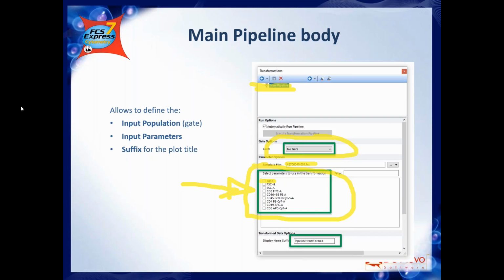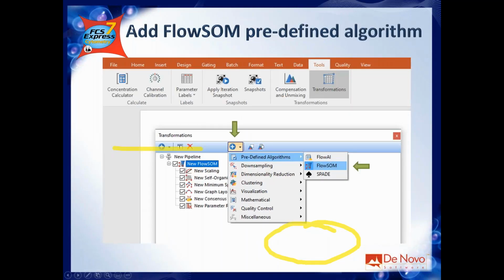Also, the pipeline allows you to select the suffix for the plot title. What does that mean? When you apply the pipeline to a plot, because you want to access the results of that pipeline on that plot, we add a little suffix to that plot. This is because you may have multiple pipelines. You may apply those pipelines to multiple plots and then compare the results. If you customize the suffix, it will be easier for you to clearly see which pipeline is applied to which plot.